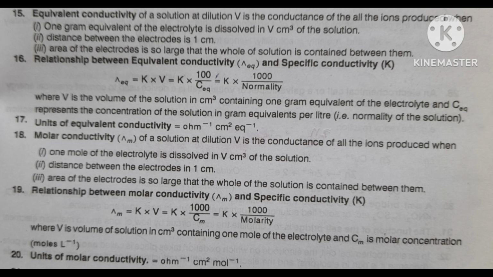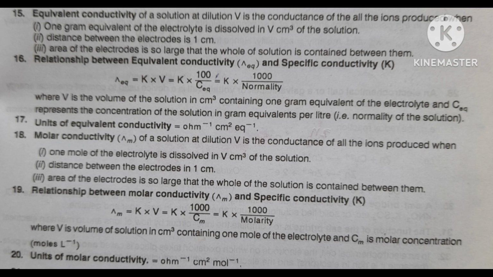It is important: 1 mole of the electrolyte is dissolved in V cc of the solution. Then 1 mole will produce many ions, and the conductance is due to these ions. First point, again the same way. Second point, distance between the electrodes should be 1 centimeter. And third, the area of the electrode should be so large that the whole of the solution is contained between them. This is actually molar conductivity.